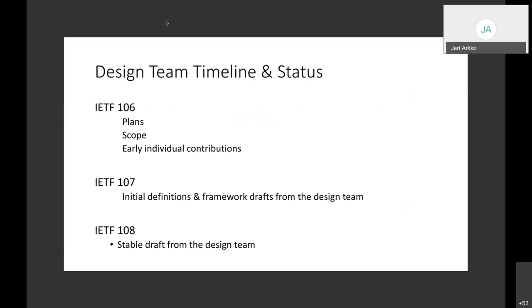So the design team timeline, just flashing this, and apparently some of the graphics is missing. In IETF 106, we had plans, scope, and some early contributions that we talked about. And now we have initial definitions and framework drafts in front of you. And the hope is that by the next IETF, if there is one, we would have a stable draft from the design team, and it'd be a proper working group document and so on. Next slide, please.